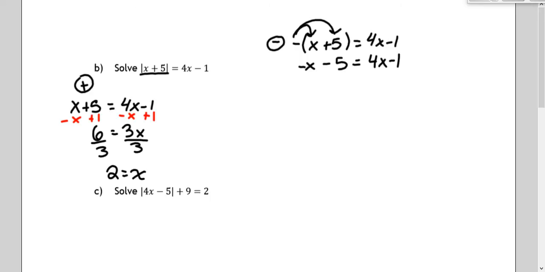What I'll do is I will add x, and I will add 1. So then I get negative 4 is equal to 5x. And I divide by 5, and I get negative 4/5 is equal to x. Now I need to do my checks.